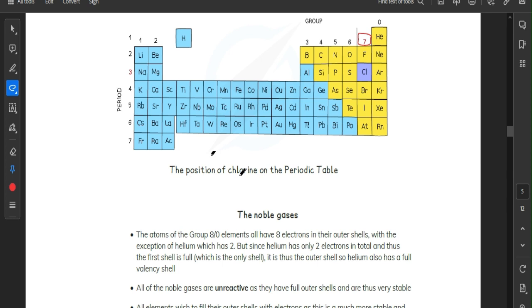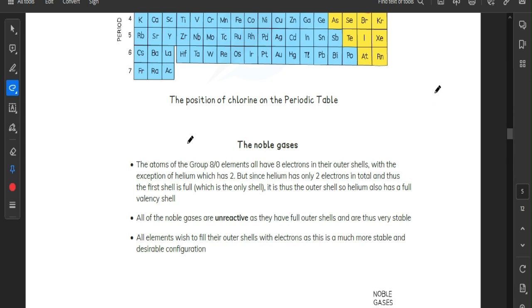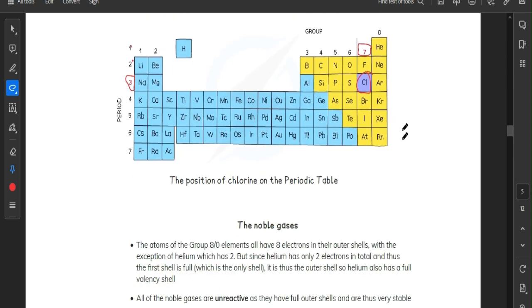The position of chlorine on the periodic table, yes. Chlorine is over here. 1, 2, and 3. 7 and 3. Makes sense. The noble gases. Okay, for the record, noble gases are these ones that are stable.